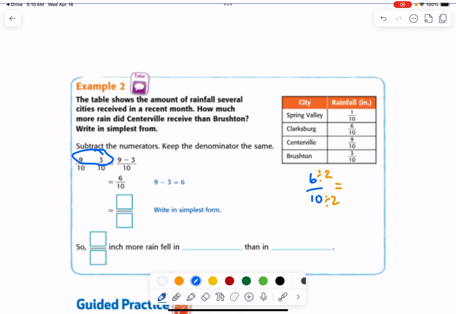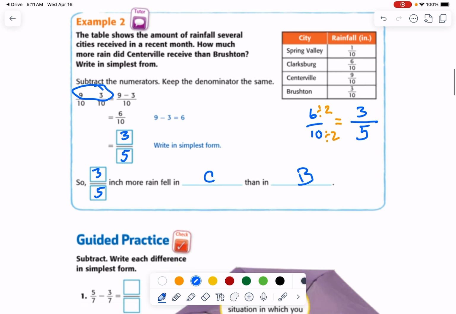Okay, so 6 divided by 2 is 3, and 10 divided by 2 is 5. Hurrying, making mistakes. 3/5. So 3/5 inch more rain fell in Centerville than in Brushton.